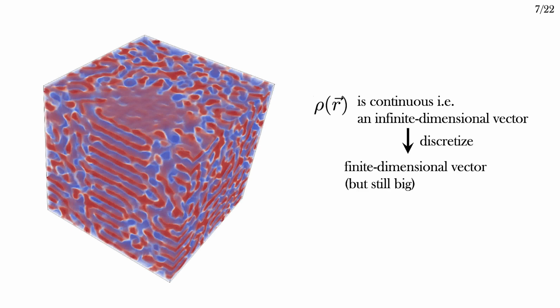In practice, we discretize ρ onto some kind of grid, so rather than an infinite dimensional vector, we have some finite dimensional vector. Still a lot, though. We might want 100 points in each direction for the system. This leads to 100 cubed points, i.e. our state is a vector with 1,000,000 dimensions.